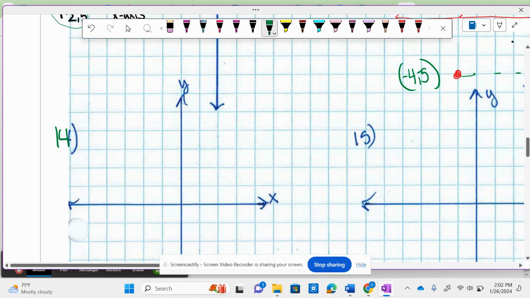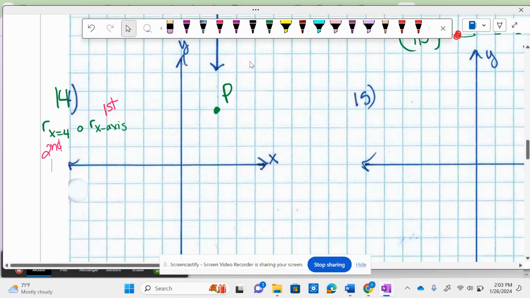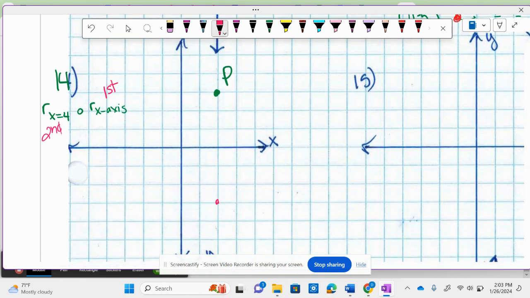Okay. So number 14, point P is the ordered pair 2, 3. So I'm going to put point P right there. It's going to be transformed under the composition little r, x equals 4, composed by little r, x-axis. So which one do I do first? You do the last one first, this first one last. So if I reflect this point P over the x-axis, it's going to be going down this way, P prime, right? Because it's 3 units above, so I need to go 3 units below.